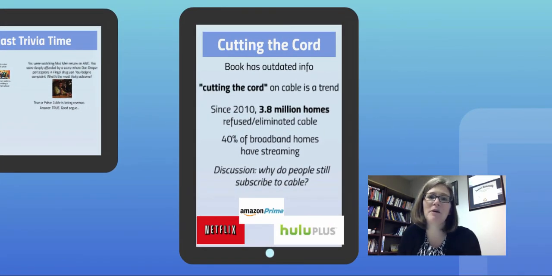Last, let's talk a little bit about what people are doing now in cutting the cord. The book actually has some pretty outdated information on this, so I need to update it. Cutting the cord on cable is actually a legitimate thing. It's a trend now. Since 2010, your book was published in 2012, 3.8 million homes have either refused cable or eliminated cable and satellite altogether. 40% of homes today have broadband streaming, and I think that number is going to continue to increase.